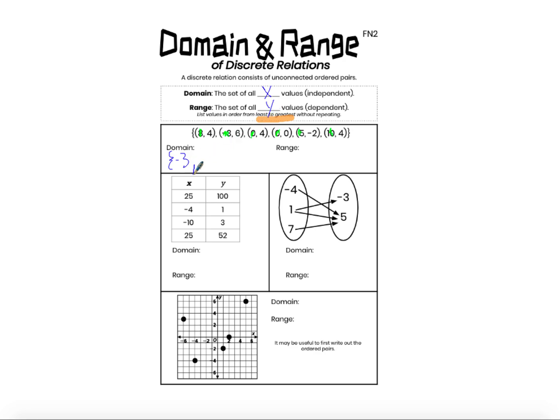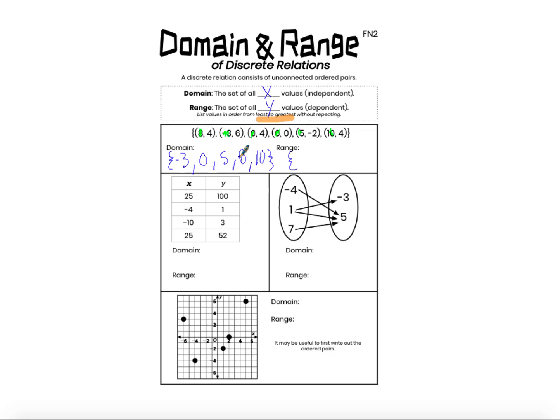Again, least to greatest, so -3 is the least. Next is 0, and here's where that second part comes in. We don't repeat the values, so we don't indicate that there are two different ordered pairs that have an x value of 0. We just say 0 is a possible x value. -3, 0, next comes 5, 8, and then 10, and end with those curly brackets. So again, the domain is the set of all x values. These are all of the x values that occur within this relation.